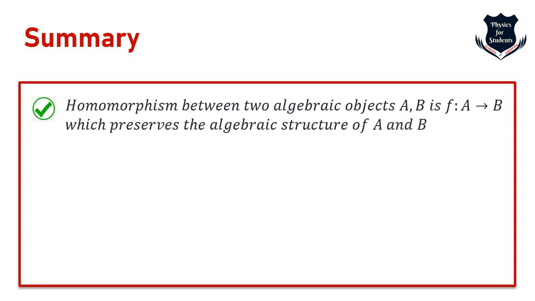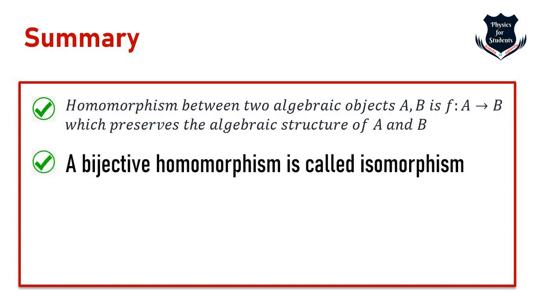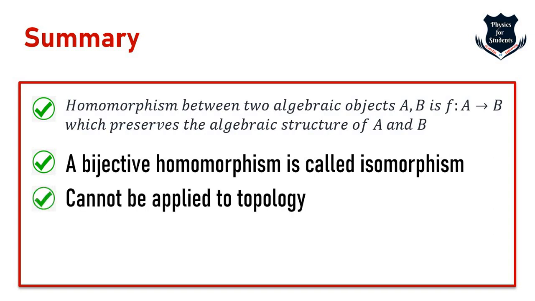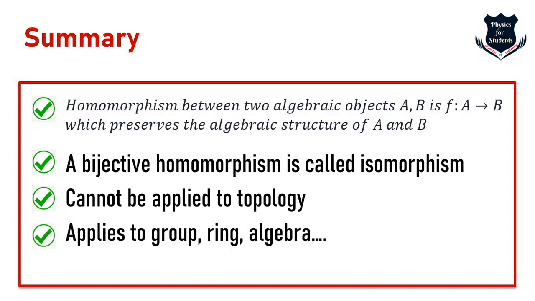So this is a quick summary of what we have actually learned. A homomorphism between two algebraic objects is given by this, which preserves the structure of A and B. A bijective homomorphism is also called an isomorphism. It cannot be applied to topology. I was under apprehension before explaining this topic, and I told you that let us come forward. So homomorphism cannot be applied to topology. It applies to groups and rings, algebra, and so on.